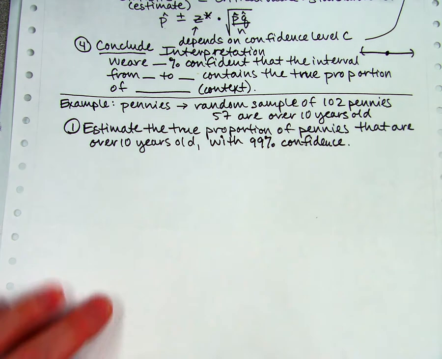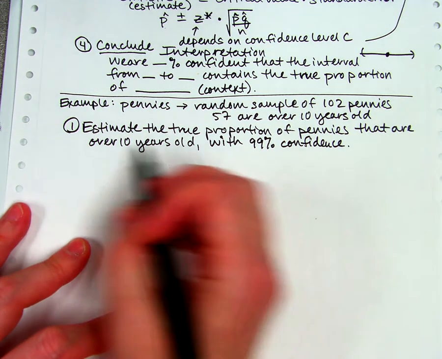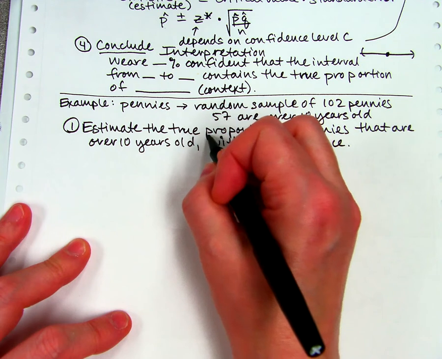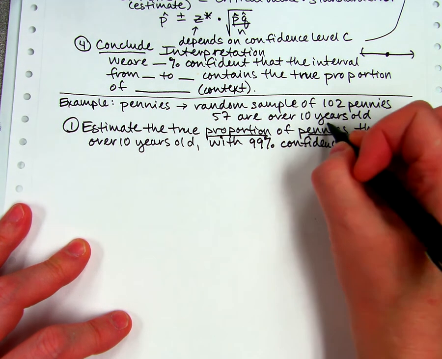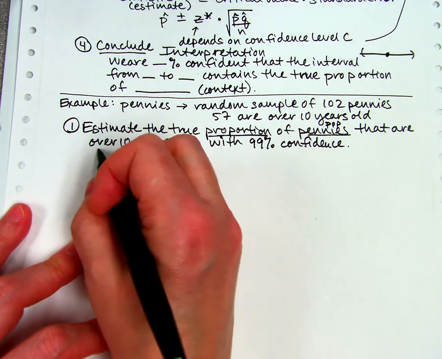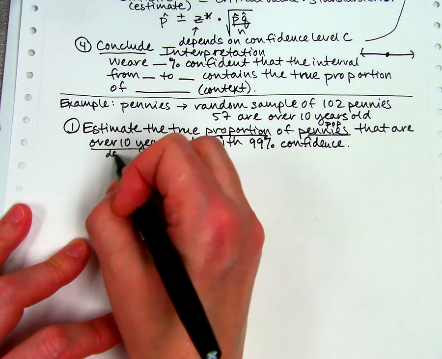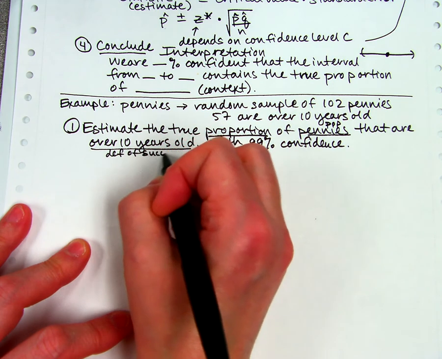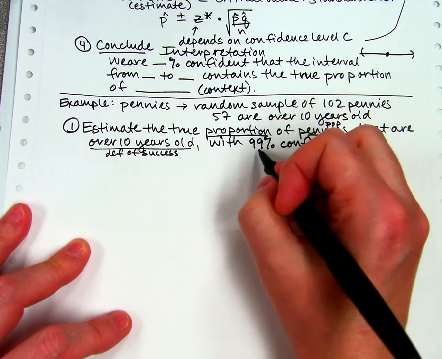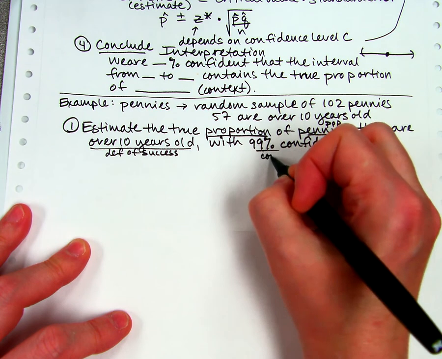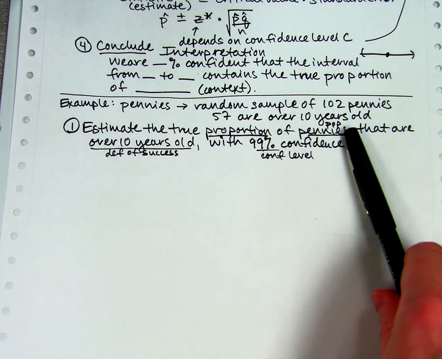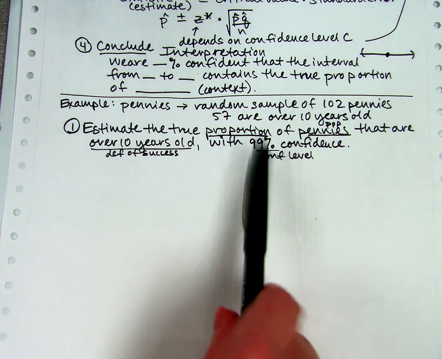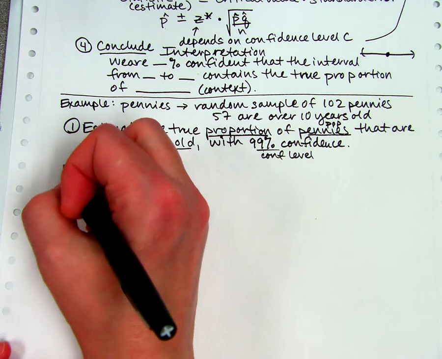So things to mention in your state step. You want to mention the word proportion for sure. That's important because later we'll be doing means. This is our population. This is our definition of success. And this is our confidence level. So you need all of that information. When I say use context, that means tell who or what and what about them and the confidence level. So there you go. That's state.